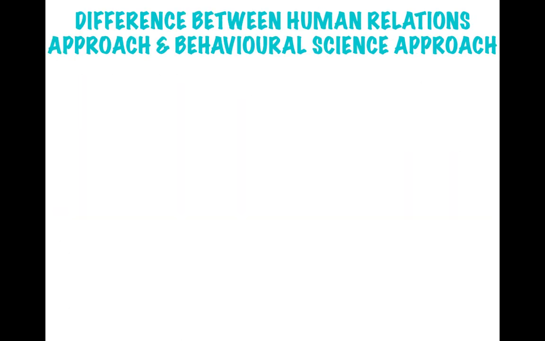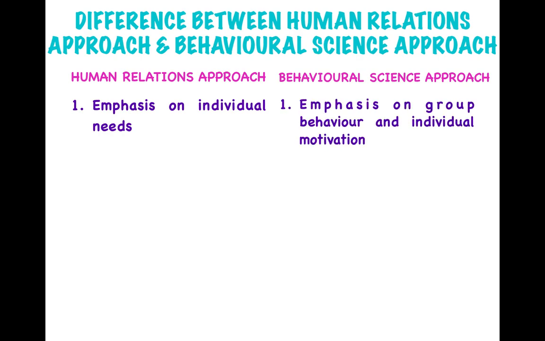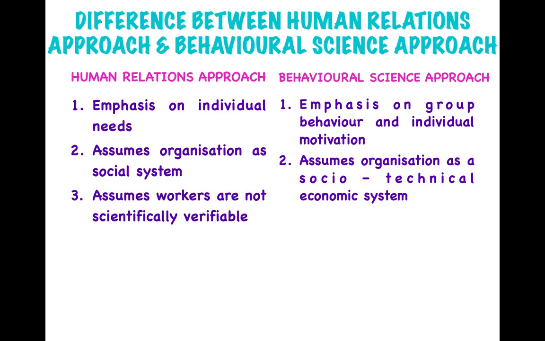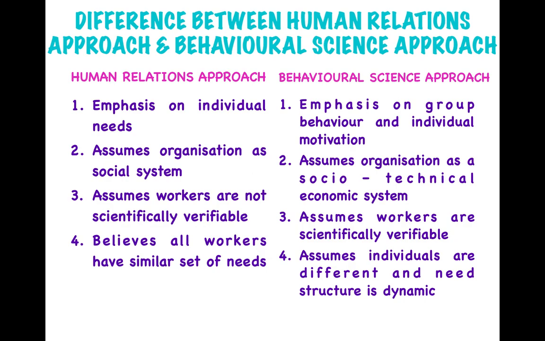Now, there is a difference between human relations approach and behavioral science approach. So, let us see what is the major difference. In human relations approach, the emphasis is on individual needs, whereas in behavioral science approach, the emphasis is on group behavior and individual motivation. Human relations approach assumes that organization is a social system, whereas behavioral science approach assumes that organization is a socio-technical economic system. Human relations approach assumes workers are not scientifically verifiable, whereas behavioral science approach assumes that workers are scientifically verifiable. Human relations approach believes that all workers have similar set of needs, whereas behavioral science approach assumes individuals are different and their need structure is very dynamic.